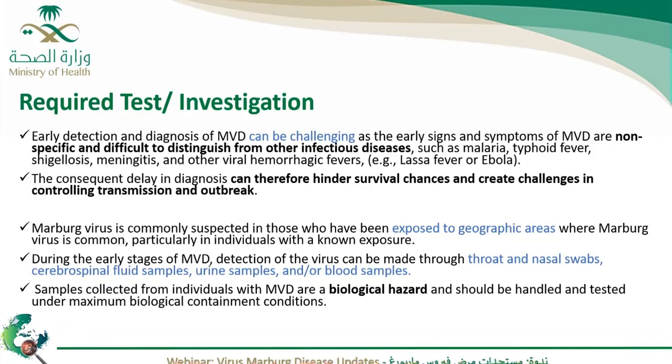Marburg virus is commonly suspected in those who have been exposed in geographic areas, as discussed previously, where Marburg is common, particularly in individuals with a known exposure. During the early stage of MVD, detection of the virus can be made through a throat or nasal swab, cerebrospinal fluid or CSF sample, urine sample, and/or blood sample. Samples collected from individuals with MVD are a biological hazard and should be handled and tested under maximum biological containment conditions.